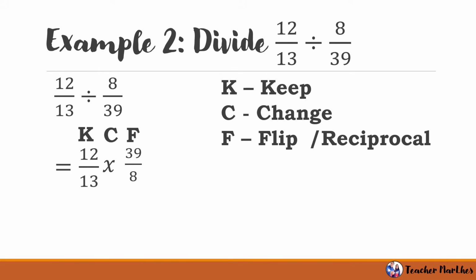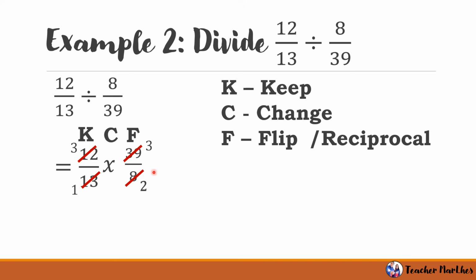So dito, pwede nating i-cancel yung 12 at saka 8 kasi ang factor nila ay 4. So pwede silang ma-divide ng 4. Ang 13 and 39, pwede din nating i-cancel kasi pwedeng ma-divide ang 13 and 39 ng 13. So let us cancel 12. 12 divided by 4 is equal to 3. Then cancel natin yung 8. 8 divided by 4 is equal to 2. Next is cancel 39. 39 divided by 13 is equal to 3. Then cancel 13. 13 divided by 13 is equal to 1.